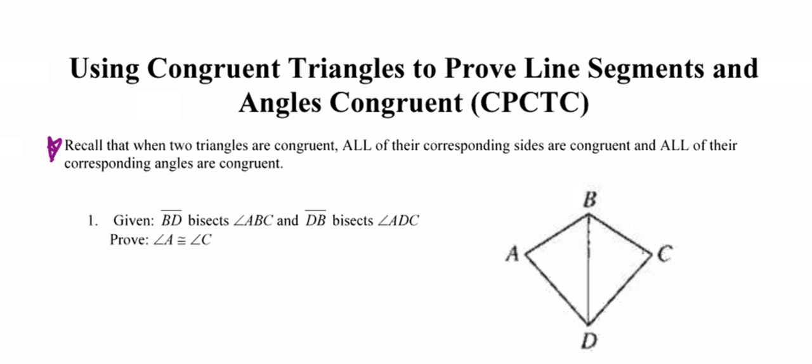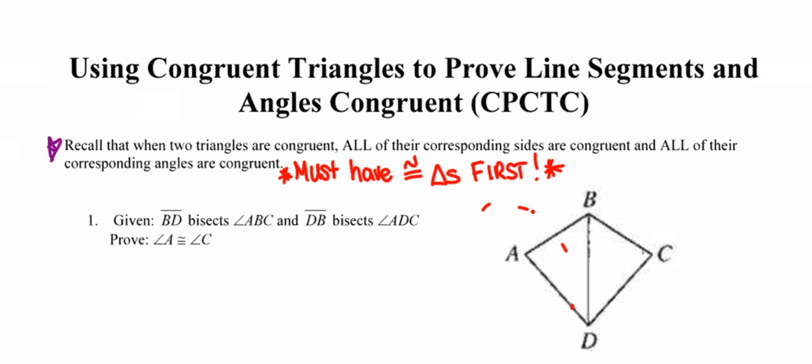Now, in order to use this, we must have congruent triangles first. So it's important to remember that in order to use this in a proof, we also have to have congruent triangles first. So I'm going to make a little note here. We must have congruent triangles in order to use this fact. And that's going to be very important to pay attention to as we work through the proofs in this section. We always have to have congruent triangles before we can say that their corresponding sides or their corresponding angles are congruent.